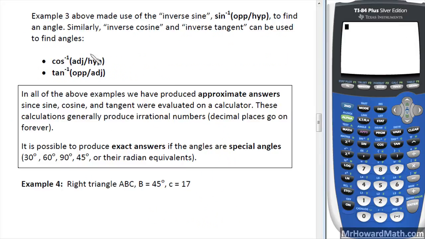example 4. All right, so some more reading to do here. We used sine inverse above. We could have used cosine inverse or tangent inverse as well.